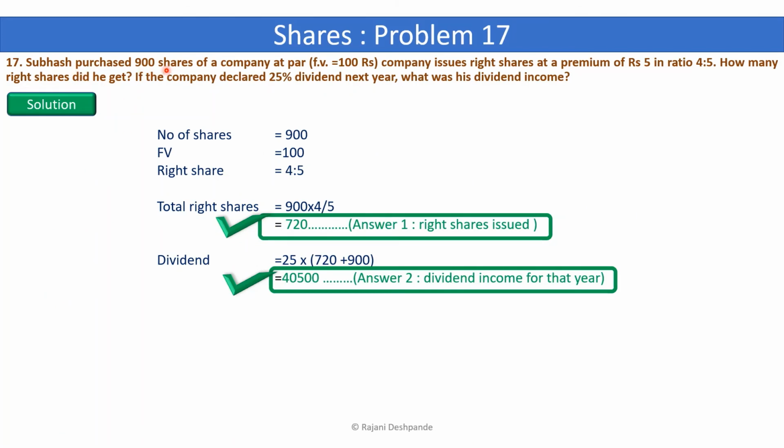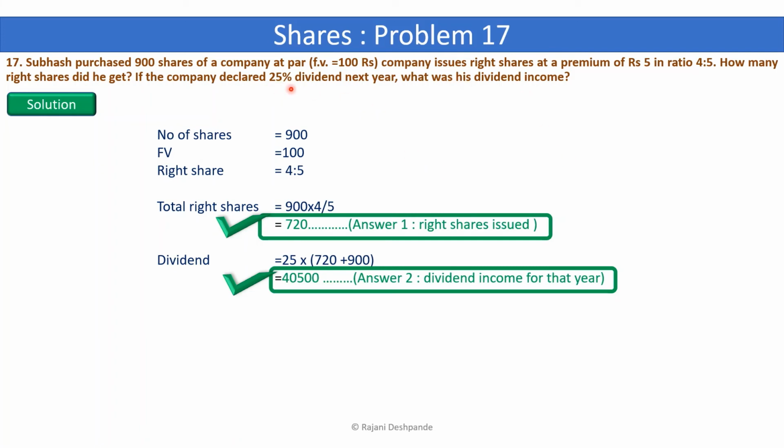Subhash purchased 900 shares of a company at par. Face value is equal to 100 rupees. The company issues right shares at a premium of rupees 5 in the ratio 4:5. How many right shares did he get? If the company declared 25% dividend next year, what was his dividend income?